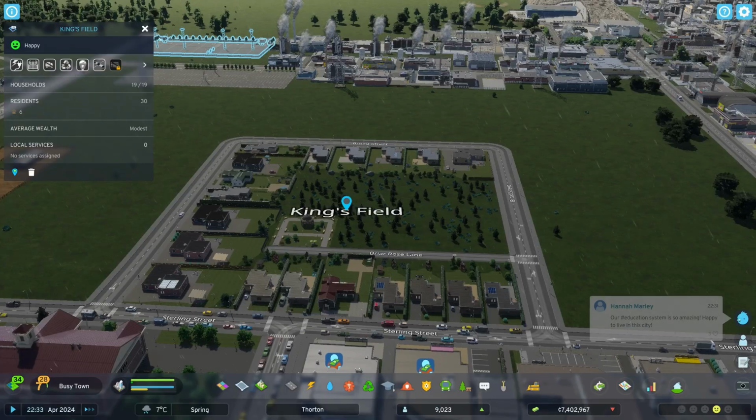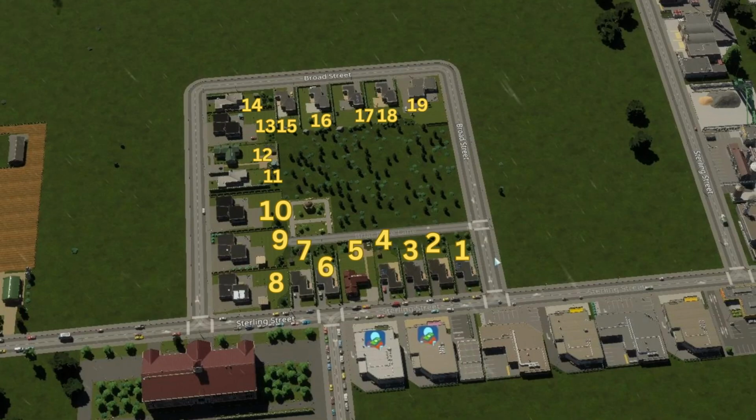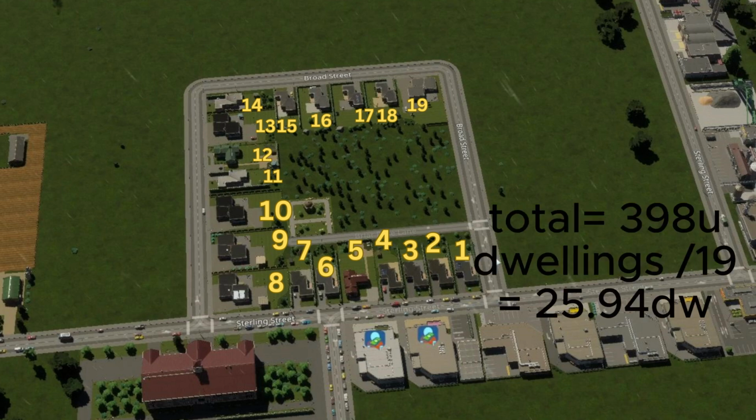You can start to see already the impact this little development is having on the density numbers. Next, the amount of individual dwellings is 19. The total area of 398 divided by the dwellings of 19 gives us 20.94 dwellings.